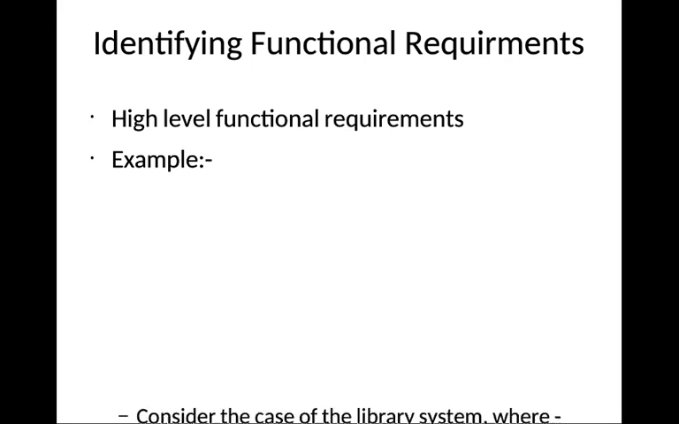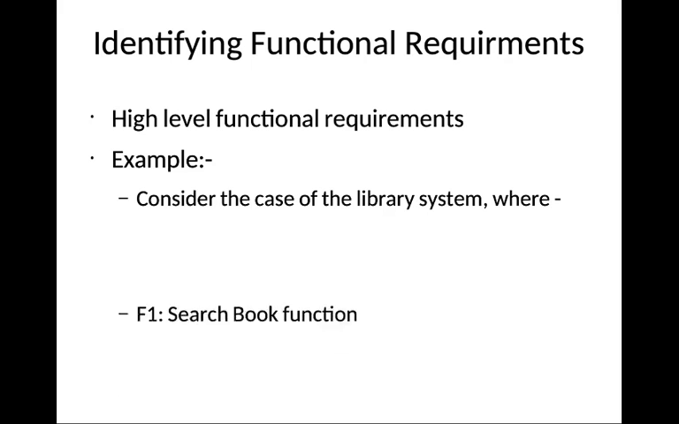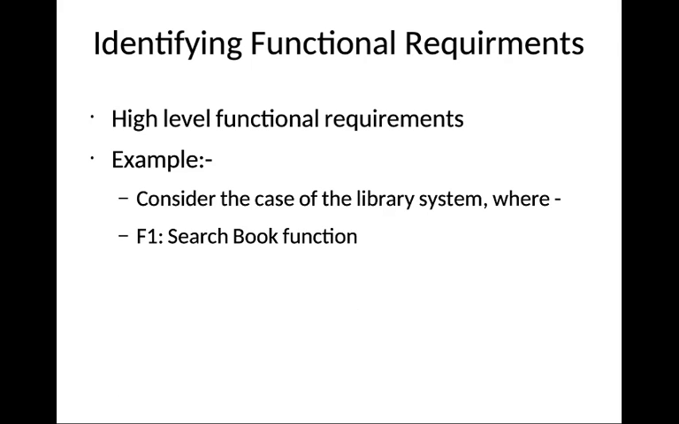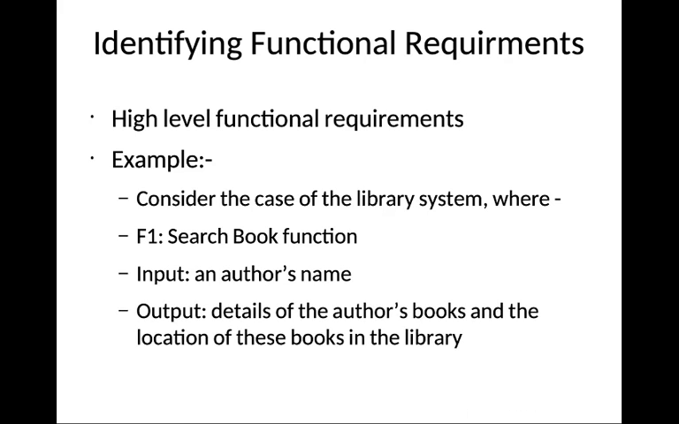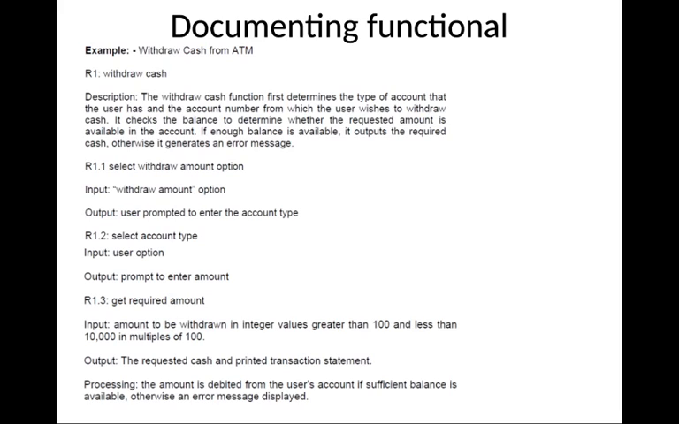We'll see one example of how to identify this. Consider the case of library software. If we have a search book function, what is the input to that function? An author's name, and the output is the details of the author's books and the location of these books in the library. So this is one of the functional requirements. In this way we identify each functional requirement, find out the input to that system and the output from the system. Based on this, we can document these functional requirements.